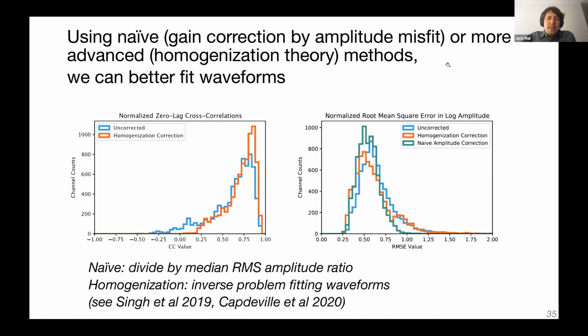We can do more advanced methods, which I'm not going to be talking about today because we don't really have time, using homogenization theory. And that enables us to both better fit the amplitude and also improve the cross correlation value, so the waveform fit in terms of the phase match, if we do this more advanced methodology. But in both cases, what we've shown is that we can use this co-located nodal array to substantially improve the performance of the DAS array by supplying corrections for what the amplitude should be doing and the phase should be doing in an empirical fashion.